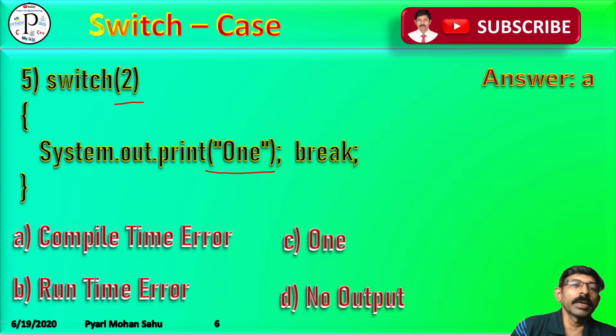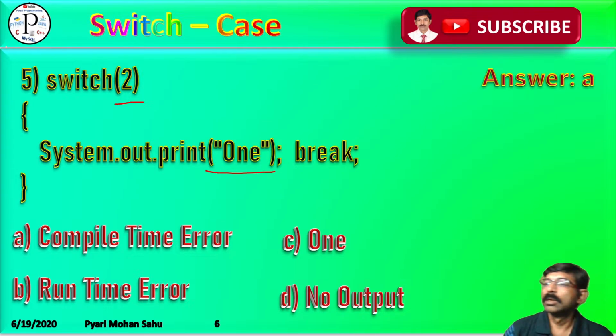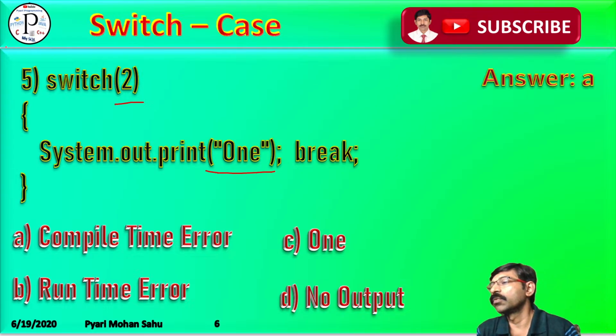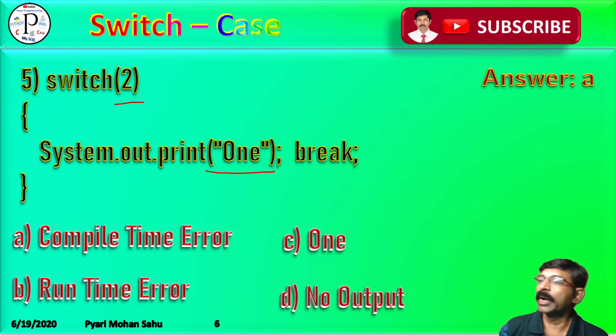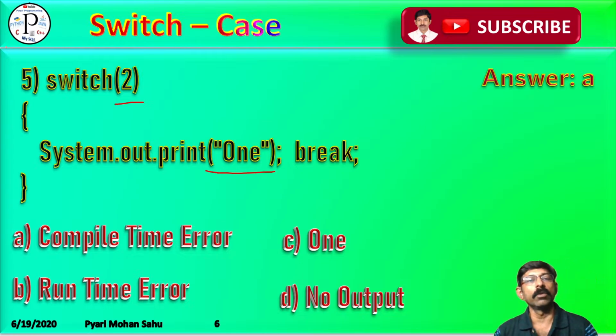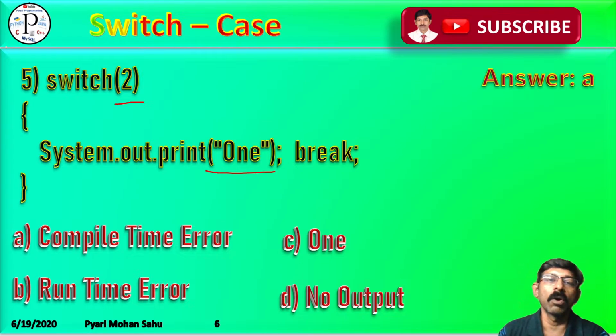It is not because the case is missing, but because it should start with a case or default. When it compiles, it will generate an error as the case is missing and the default is missing. It is not mandatory that it should contain a case; it is mandatory that it should begin with one. If it contains any statement, it must begin with either a case or a default. Because of that reason, compile time error.